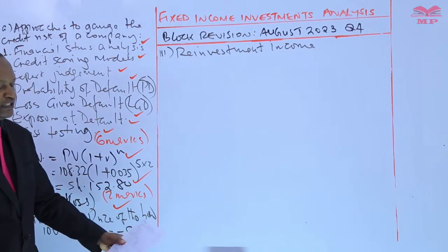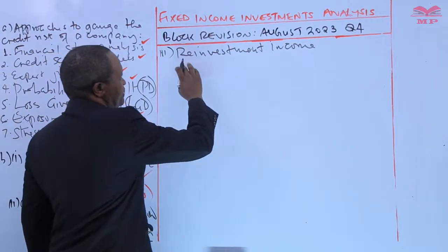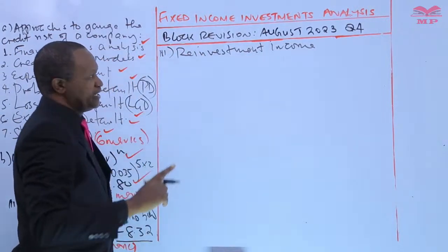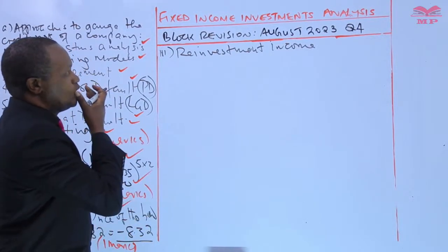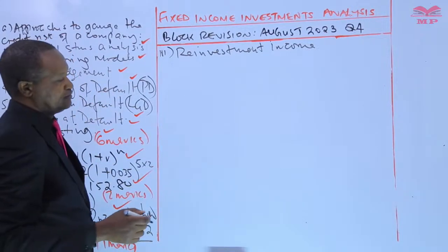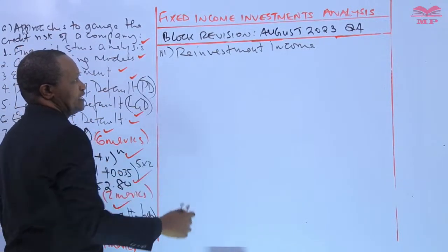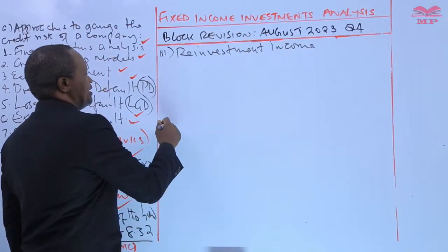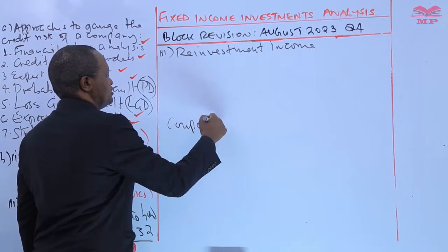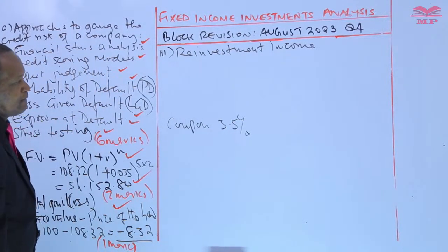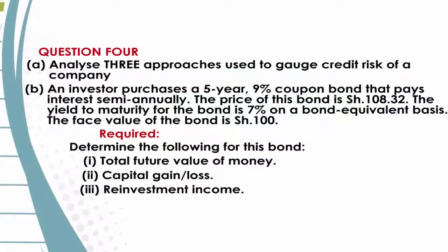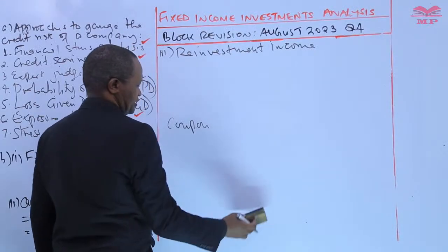Let me take it again. Reinvestment income is income, in our case, that will be generated after reinvesting the coupon payment of 3.5%, because the interest here, the yield to maturity of the coupon bond, is 9%. So the interest here is 9%.